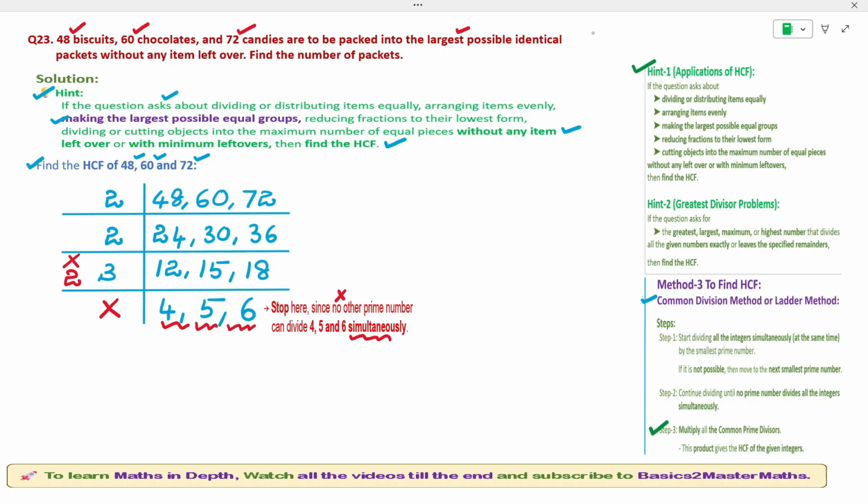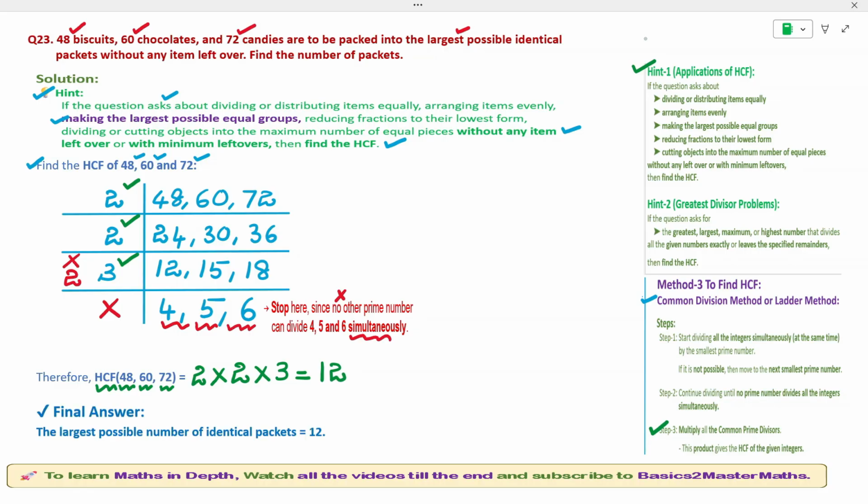Finally, multiply all the common prime divisors. In this case, they are 2, 2 and 3. Therefore, the HCF of 48, 60 and 72 is 2 multiplied by 2 multiplied by 3, which gives you 12. So, the largest possible number of identical packets is 12.